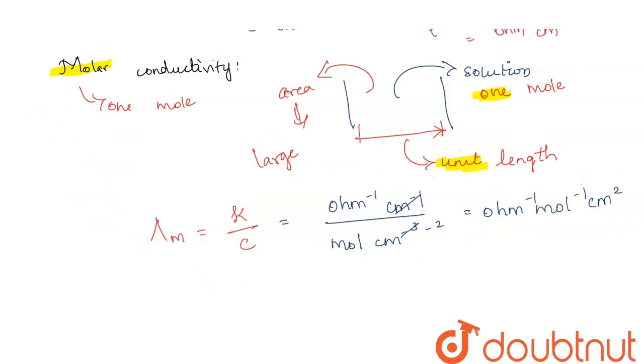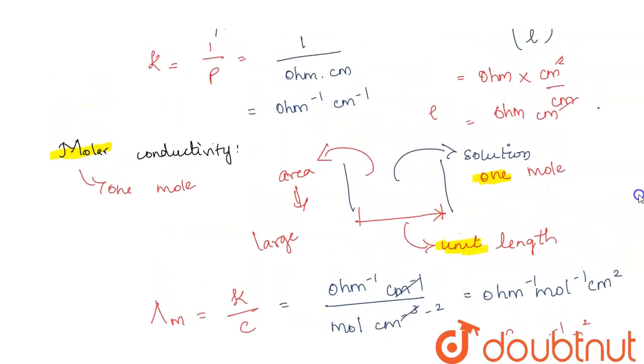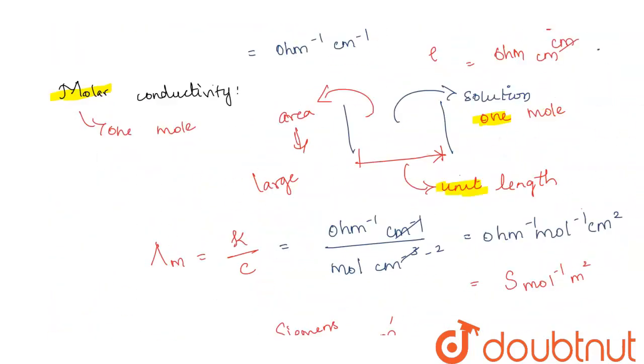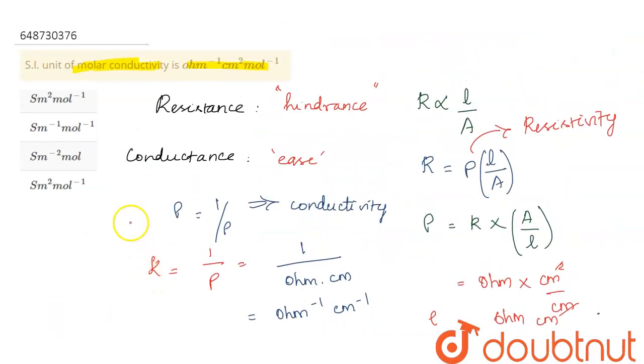But we have to know the SI unit of molar conductivity. In SI terminology, ohm inverse is represented as Siemens, denoted by the letter S. Mole is represented as mole inverse only, and in place of centimeter we put meter squared. Checking the options, the unit will be Siemens meter squared mole inverse. So the correct answer is option D.